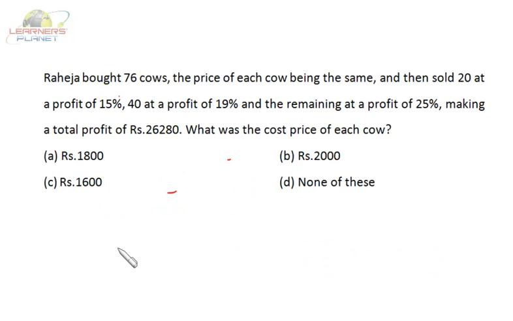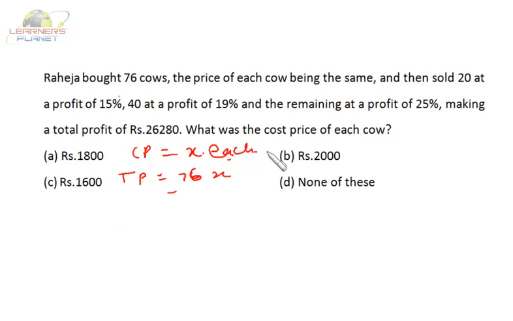Now let's say this question. Raheja bought 76 cows, the price of each cow being the same, and then sold 20 at a profit of 15%, 40 at a profit of 19%, and remaining at a profit of 25%, making a total profit of 26280. Let's assume the cost price of each cow is X. That means the total price is 76X.